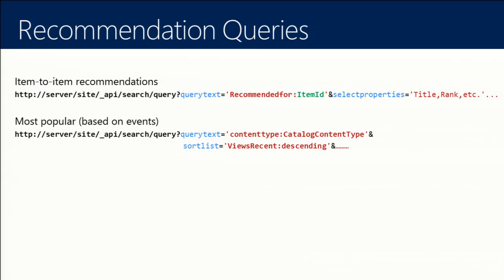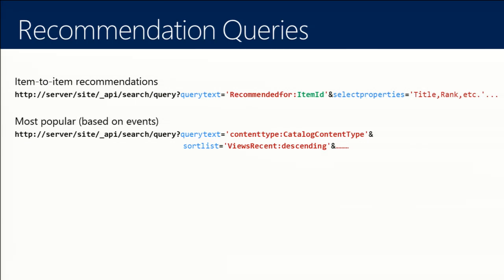So these are the 2 examples we're going to show today. Rune mentioned we can just use the managed property called recommended for, and you pass in the item ID you want to have recommendations for. And then basically you're done. You get recommended items. As easy as that.